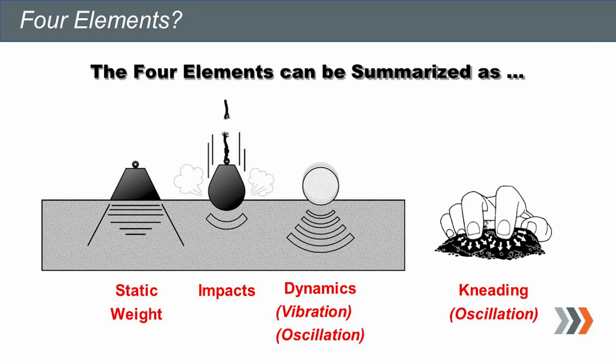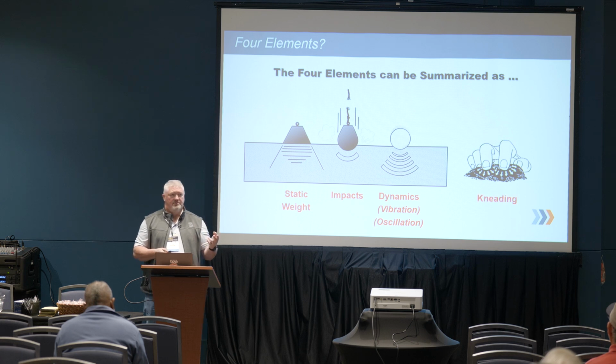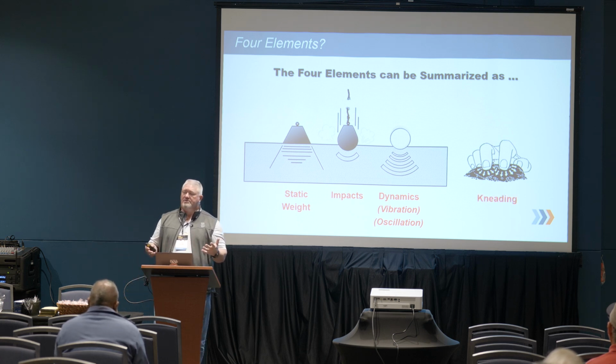Four elements of compaction we look at. We look at static weight. Impact can be tied into dynamics because it's a mechanical means. And dynamics, I mentioned before, is vibration and oscillation. And then we have kneading, which is our pneumatic tire rollers, but we can also throw oscillation in there because it's like a steel drum kneading effect on how that works.